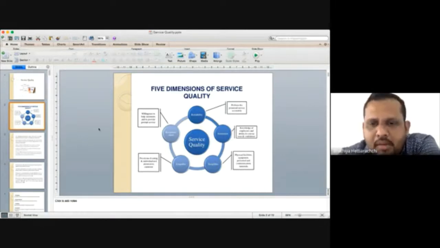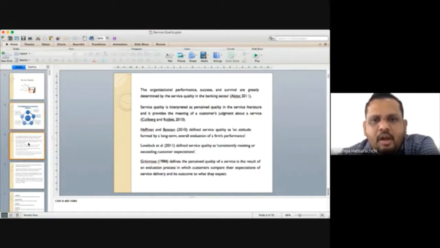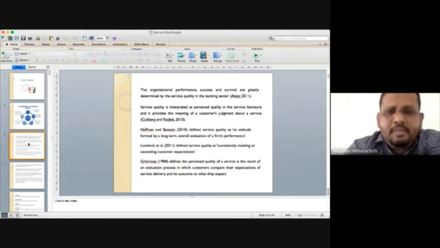So when you are talking about service quality, we say service quality is a variable that is dependent on these five variables. When you work with these five variables, the service quality will improve. So for you to improve service quality, you have to work on these five dimensions, so that the end result would be an improvement in your overall service quality. So that is what we are talking about. Now let's see the importance of this.